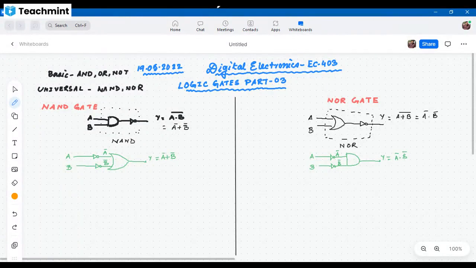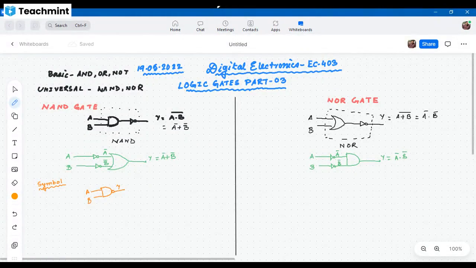So what is the symbol? This is the logic. What is the symbol? The symbol that we generally use for NAND gate is an AND gate whose output is connected to a bubble. So this is A, B, and this is Y. So this is a symbol.